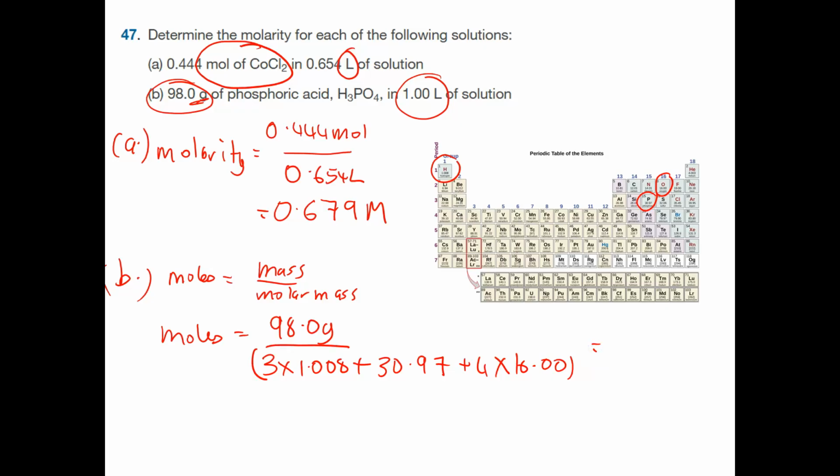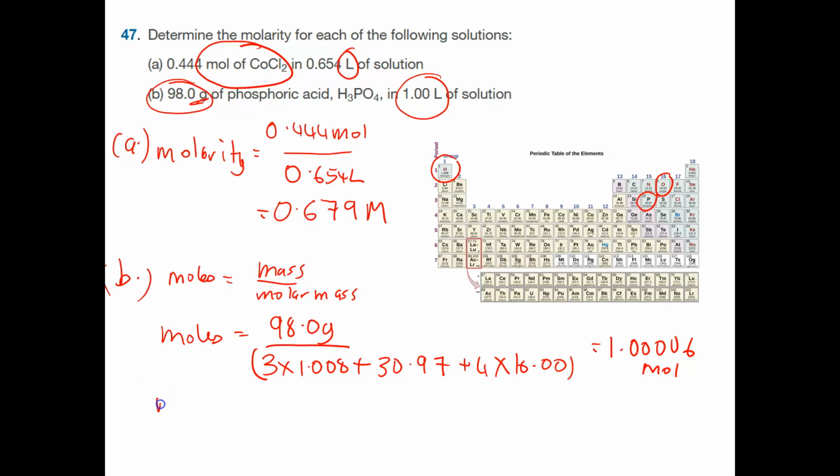So put that into my calculator. 98 divided by 3 times 1.008 plus 30.97 plus 4 times 16. And we get 1.0006 moles. So almost exactly 1 mole.